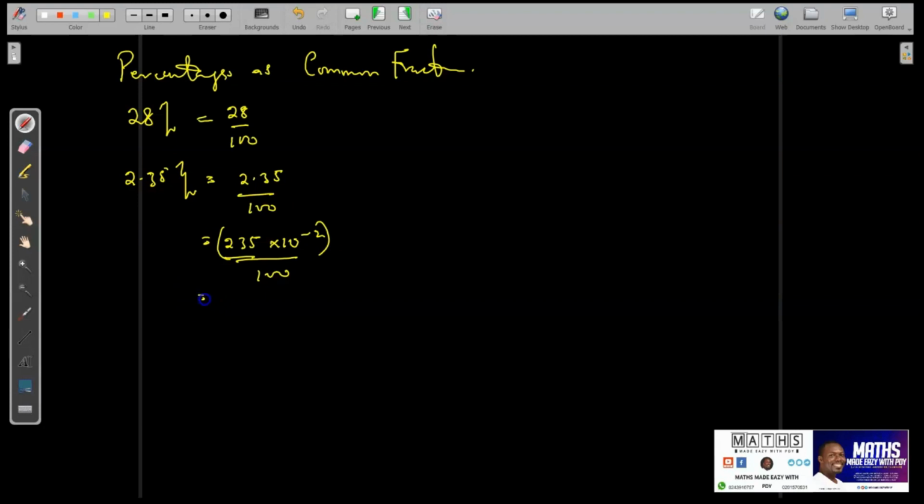And this can go further to become 235 over 100 times 100, which is 235 over 10000, 4 zeros. Then you can break it further and you end up getting 47 over 2000.